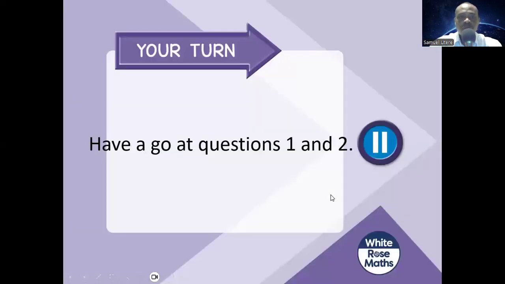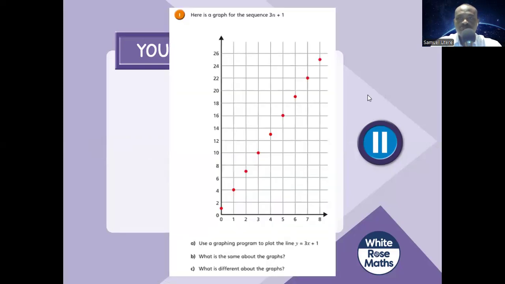So I want you to have a go at questions 1 and 2. You can pause the video, have a go. You should be able to do it in 3 minutes. Here it says, here is a graph for this sequence 3n plus 1. And then it says you should use a graphing program to plot the line y equals 3x plus 1. What is the same about the graphs? What is different about the graphs?